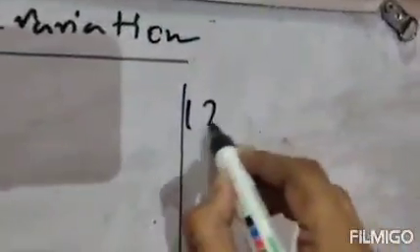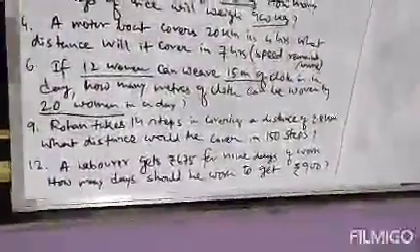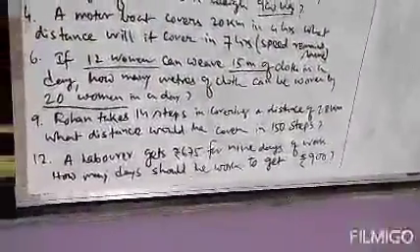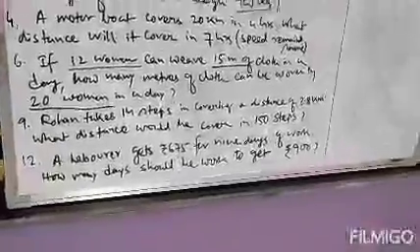Next, last question, question number 12, and the worksheet will complete. Question number 12 says a laborer gets rupees 675 for 9 days of work. How many days should he work to get rupees 900?